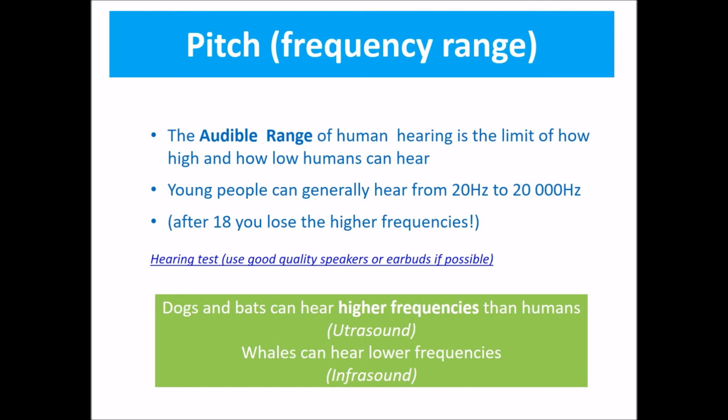So we're now going to look at the frequency range, or the range that human hearing can hear. The audible range of human hearing is the limit of how high and how low humans can hear. You guys can usually hear anything up to about 20,000 hertz or 20 kilohertz. While as for me, because I'm over 18, surprisingly, I know, I've lost the ability to hear higher frequencies. So my hearing stops at about 16,000 hertz. I have quite poor hearing, while you should be able to hear over 20,000 hertz.